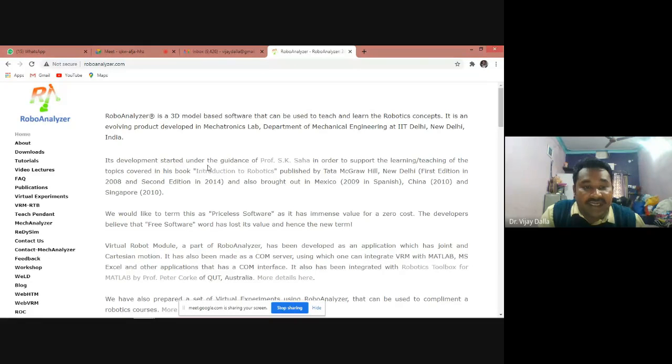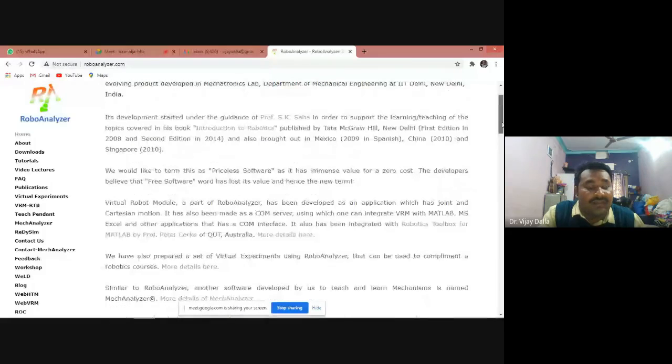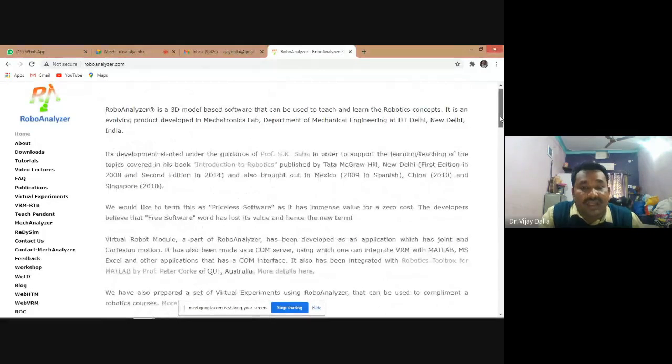It's a development started under the guidance of Professor S.K. Saha, Subir Kumar Saha. He was ex-HOD in the Department of Mechanical Engineering, IIT Delhi. In order to support the learning and the teaching of the topics covered in his book, Introduction to Robotics, it is a very nice book, his team developed this software, and this software is for the software exposures of kinematics and the dynamics of a robot.